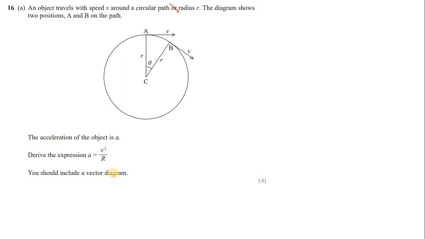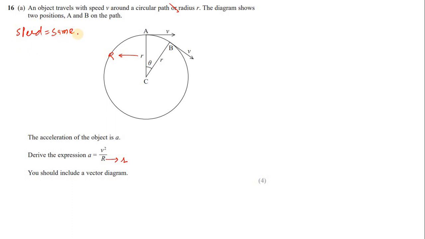First of all, don't confuse this r. In my opinion, this is a misprint. This r is just the radius, so it should be capital R. Same thing. Second, remember this is uniform circular motion. That means speed is the same. Speed is constant.